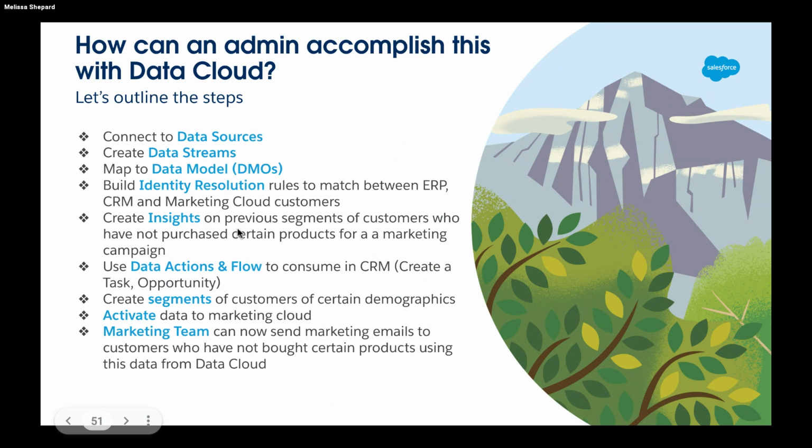And then you want to build your identity resolution rules to match your data between your ERP, your CRM, and your Marketing Cloud customers. So there you're going to find some connection between these three systems to say this order belongs to this customer in CRM that's also had all this marketing done in the marketing system. So you can then create insights on their segments of data.